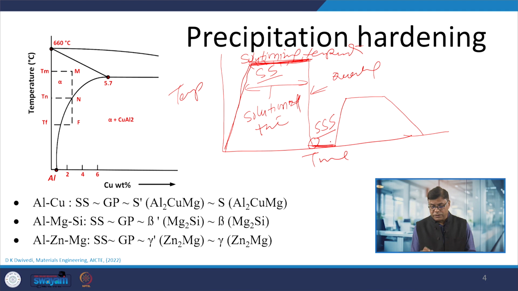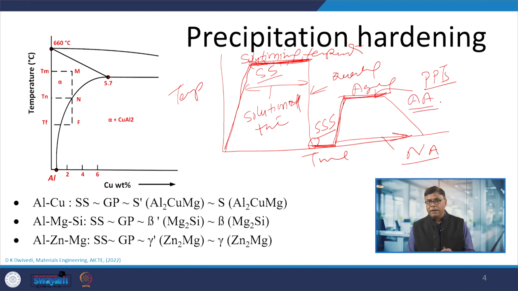Once the supersaturated solid solution is formed, on reheating for aging purposes, these supersaturated alloying elements start appearing as precipitates. Aging happens in two ways. Aging can be done at room temperature, which is termed natural aging, and if reheating is done to a high temperature, it is termed artificial aging. Artificial aging takes a shorter time, maybe 2 to 6 or 8 hours, but natural aging may take longer, maybe 24 hours or 7 days.